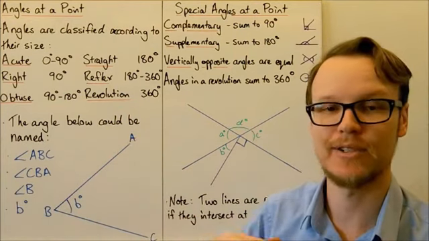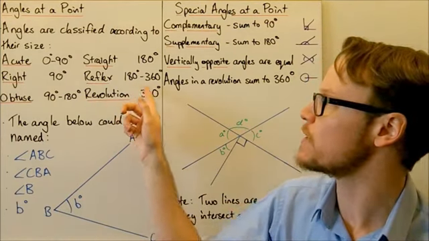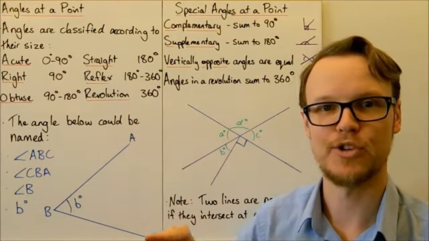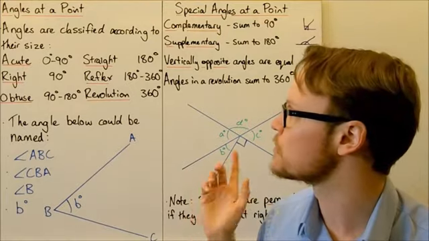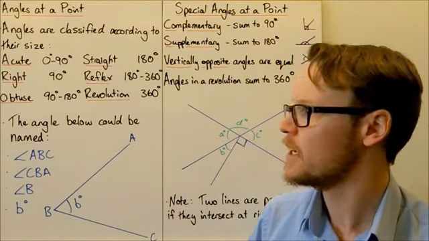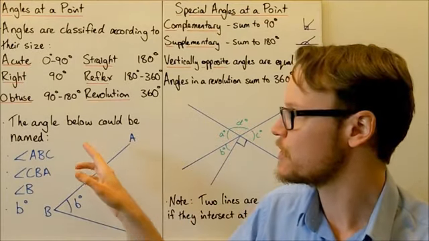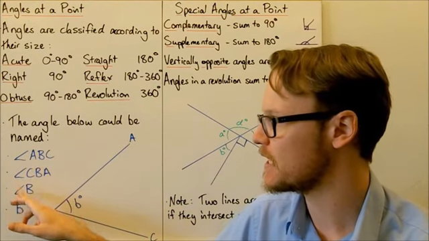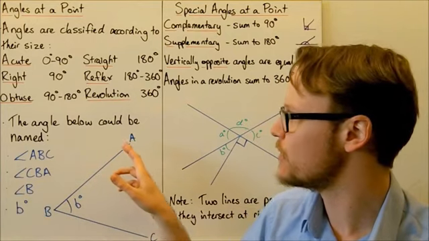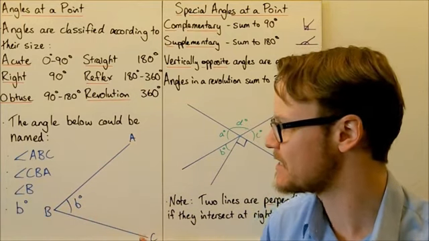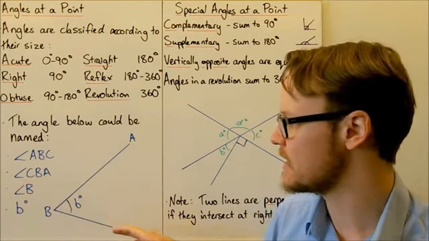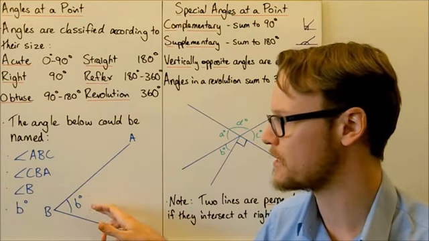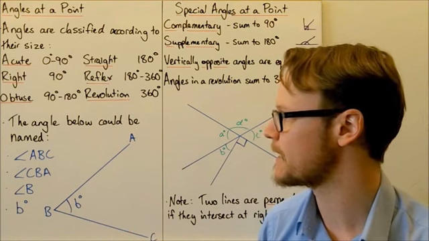A reflex angle is then larger than that, between 180 and 360 degrees, and a full revolution moving around in one circle is 360 degrees. We can name angles using the following different conventions. This symbol at the front here is an angle symbol, so we might name this angle ABC, or angle CBA, or just angle B, or B degrees there, naming that angle.